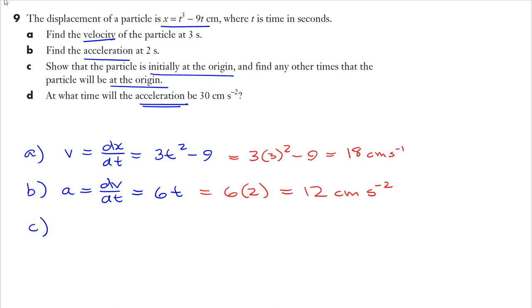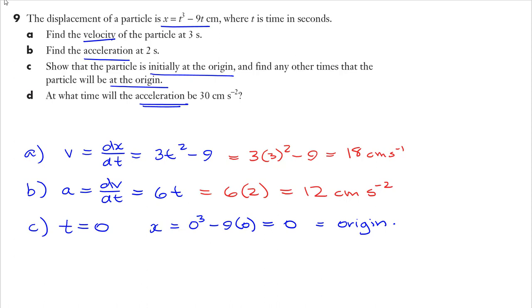Part C. Show that the particle is initially at the origin. So the word initially in any question, remember, means t equals 0. So we could go ahead and do it the simple way and write, well, it's 0 cubed minus 9 lots of 0, and obviously the displacement is 0, and x equals 0 is the origin.